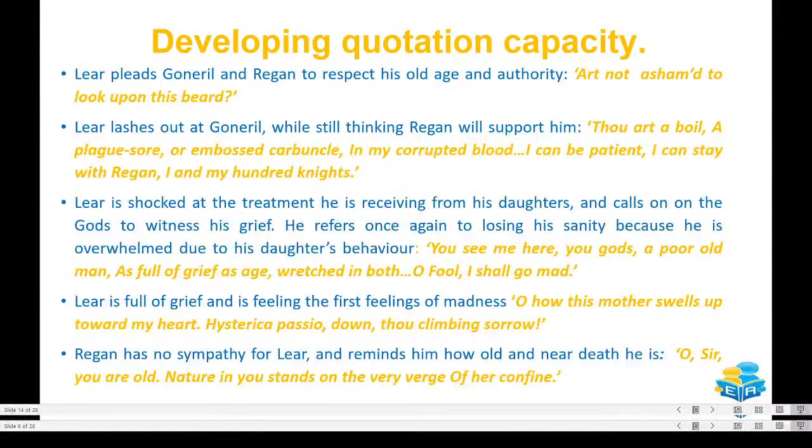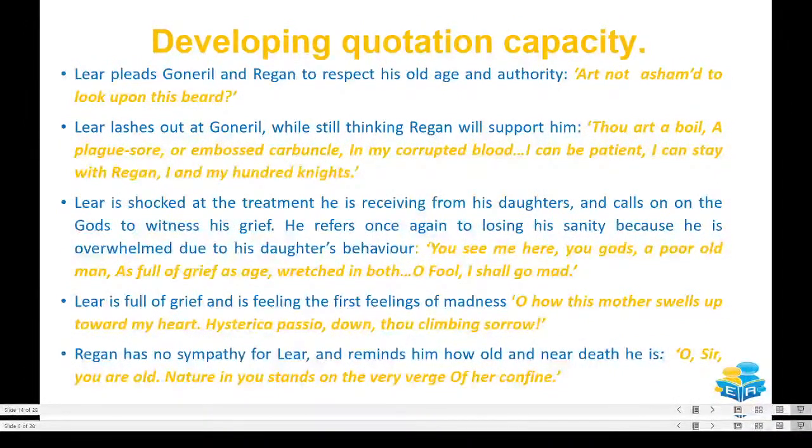And then the last one here: Regan has no sympathy for Lear and reminds him how old and near death he is. So again, you're seeing this idea that Lear cannot fathom why he is being treated so badly. Lear isn't owning himself here. There's no inward thought process, no holding a mirror up to himself. He's not thinking, oh my God, I have acted so badly. He's thinking, oh my God, how could they act so badly towards me? And that's what he's running on now. Again, that idea of running on steam. Lear is running on pure rage, anger, confusion and hatred.